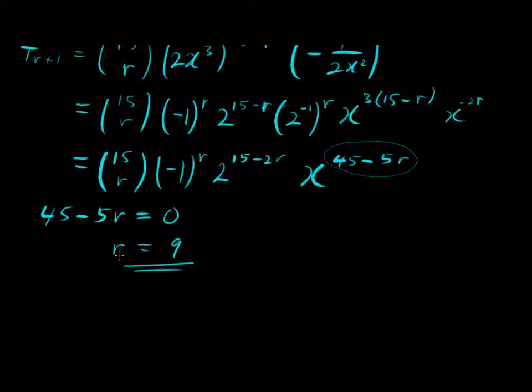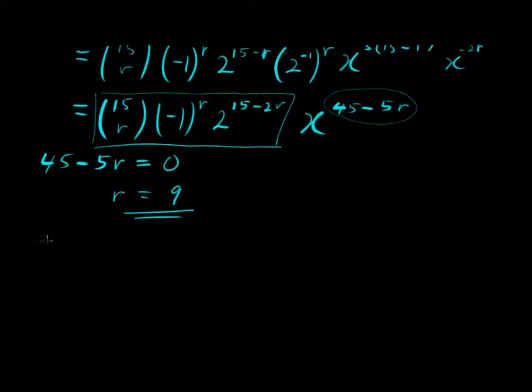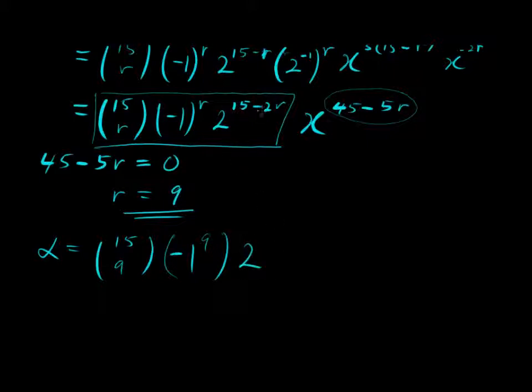Okay, so let's substitute r equals 9 into this expression so that we can get that particular term. Let's call it alpha. So alpha is equal to 15 choose 9, and (−1) to the power of 9 is just equal to −1, so there's a minus sign in front of the final expression. Then this is 2 to the power of 15 − 18, which is just 2 to the power of −3.